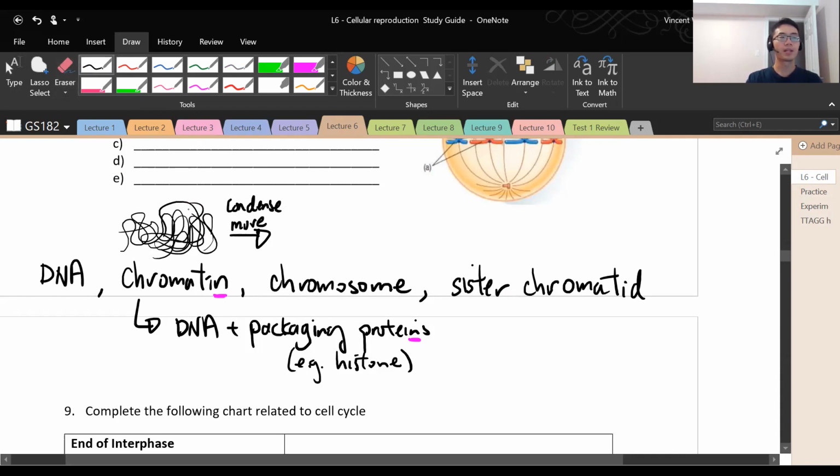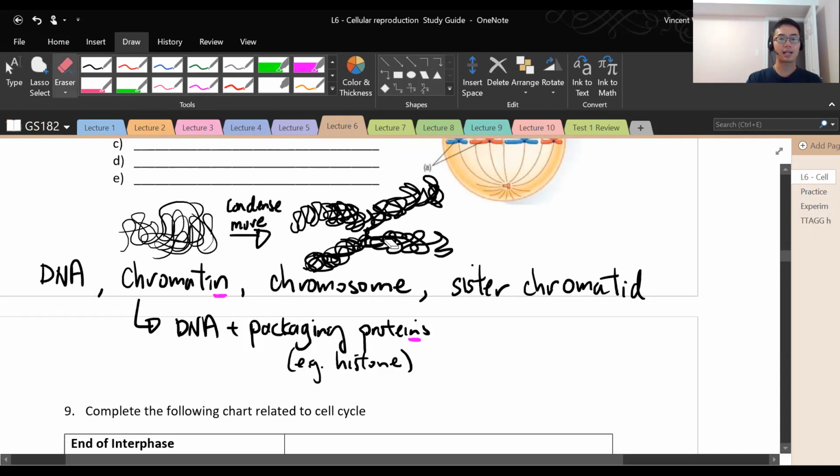So this thing we're going to have more packaging protein, and then it's going to look like this. It's going to package even more. Okay, again, you don't have to draw this necessarily. I'm just making stuff up as I go. It's really hard to follow, I guess. Like that. Okay, and that's how we get the chromosome.